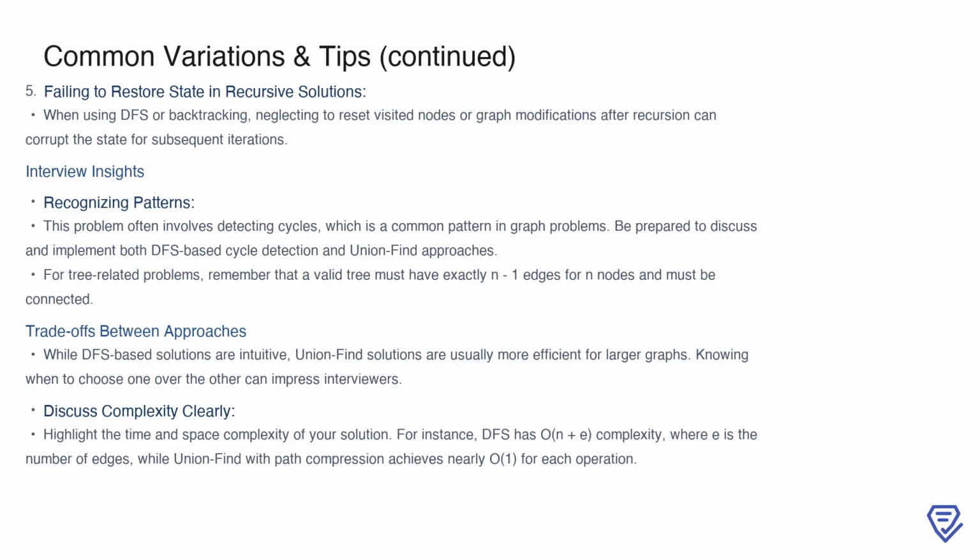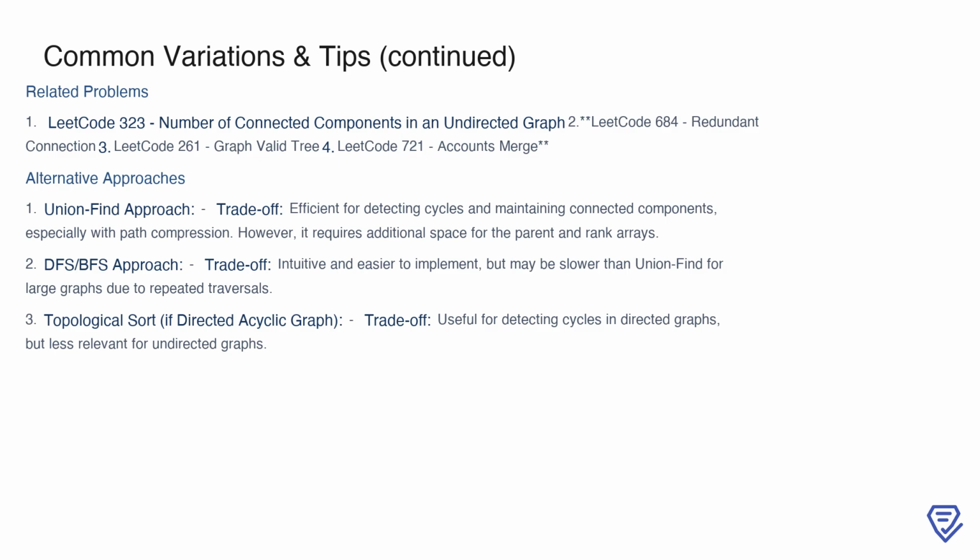This problem is also closely related to several others, which you may encounter in interviews or while practicing. Examples include LeetCode 323, which involves finding the number of connected components in an undirected graph, LeetCode 261, which checks if a graph is a valid tree, and LeetCode 721, focusing on accounts merge. Understanding these problems can help you recognize recurring themes and strengthen your graph problem-solving skills.